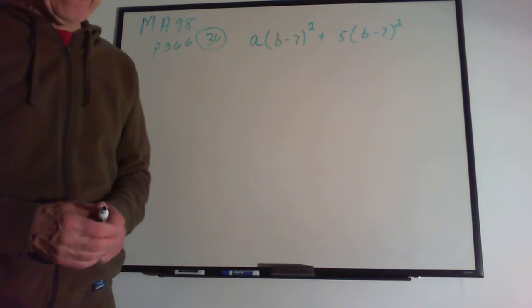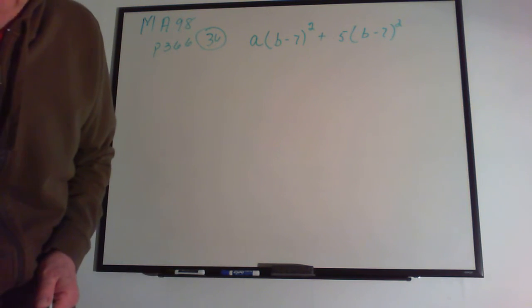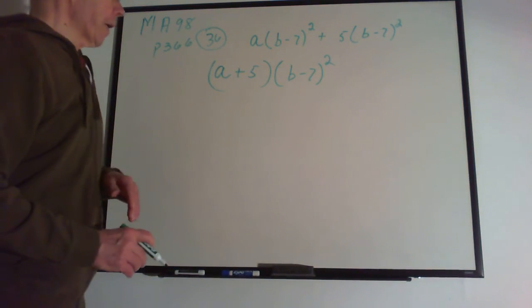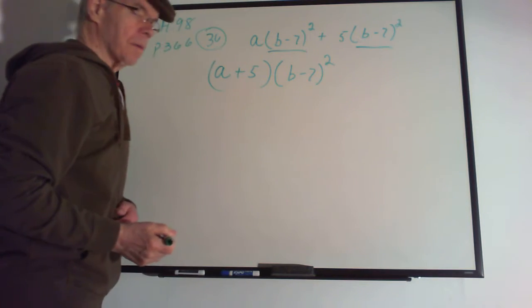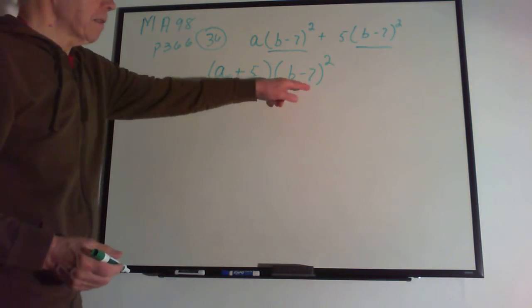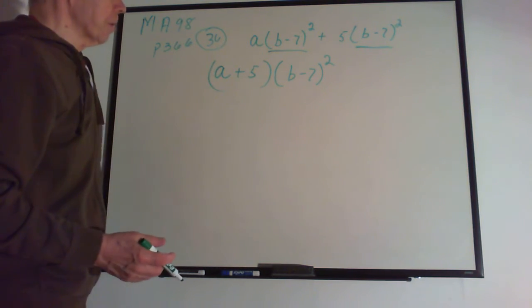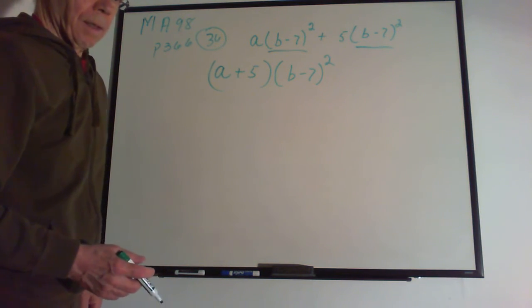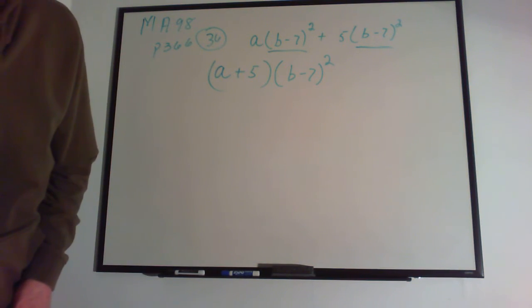Remember, you are factoring it. So you're looking for common factors. Okay, that's your answer. This is a common factor. Right? So (b minus 7) squared appears in both terms. So then you have a plus 5. All right, let's take a look at number 46.